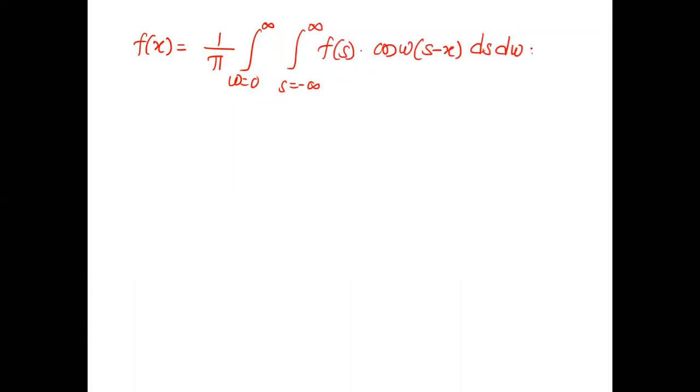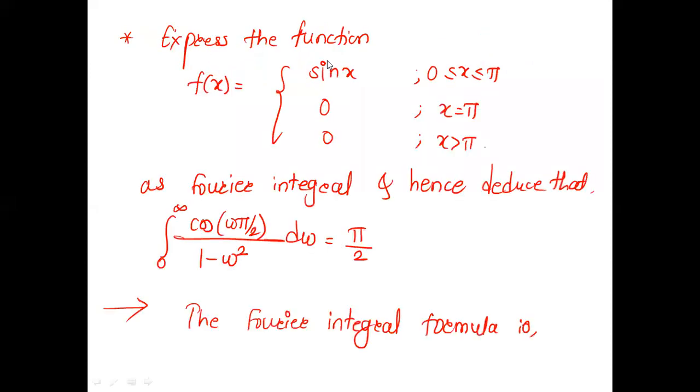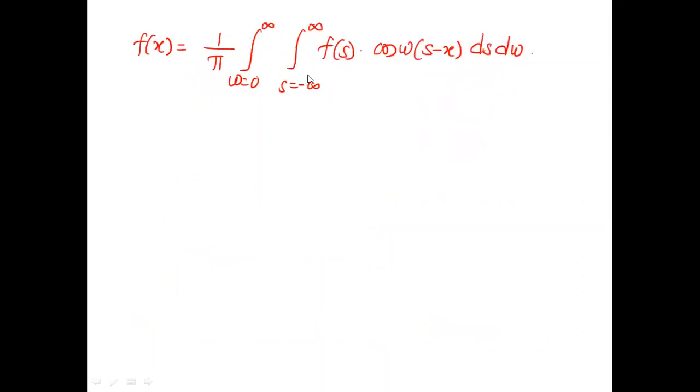So now you have to write the function. Function depends on s, right? So your integration limits will change as your function changes. So you will now check the function. They have given you f of x, but you have to write it as f of s. Okay. So your function is sin s in 0 to pi, but we have to see whether it is defined from minus infinity to infinity.